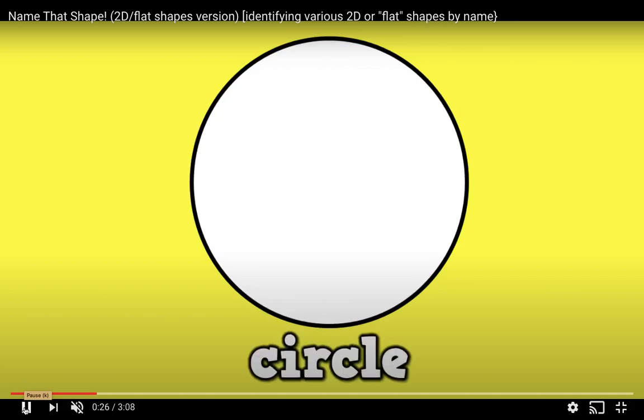Let's look at the next shape. Do you remember the name of this shape? That's right, it's a square. How many sides do squares have? 4. 1, 2, 3, 4. And they are straight sides. Squares are very special because all of the sides have to be the same length. The other thing about a square is that it has 4 vertices.